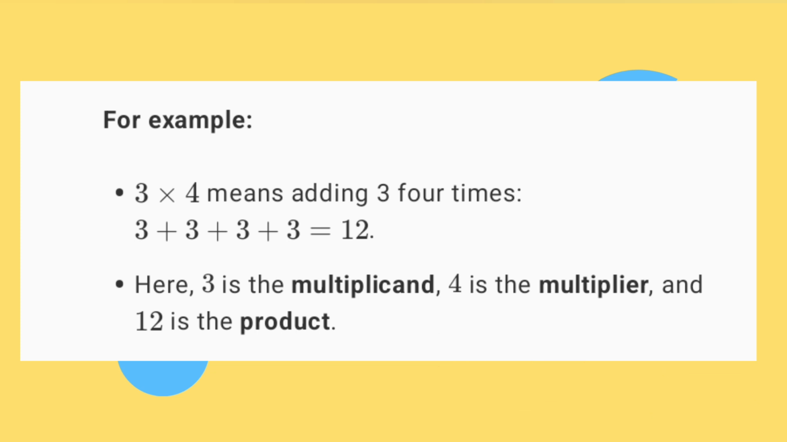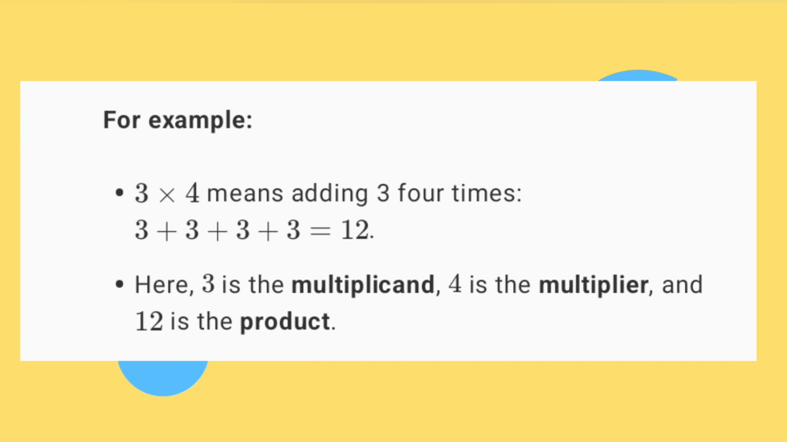Here 3 is the multiplicand, 4 is the multiplier and 12 is the product. Here what we do is we multiply. 3 is the multiplicand and 4 is the multiplier, and we have to multiply 3 with 4 to get the result, which is 12. That is the product.